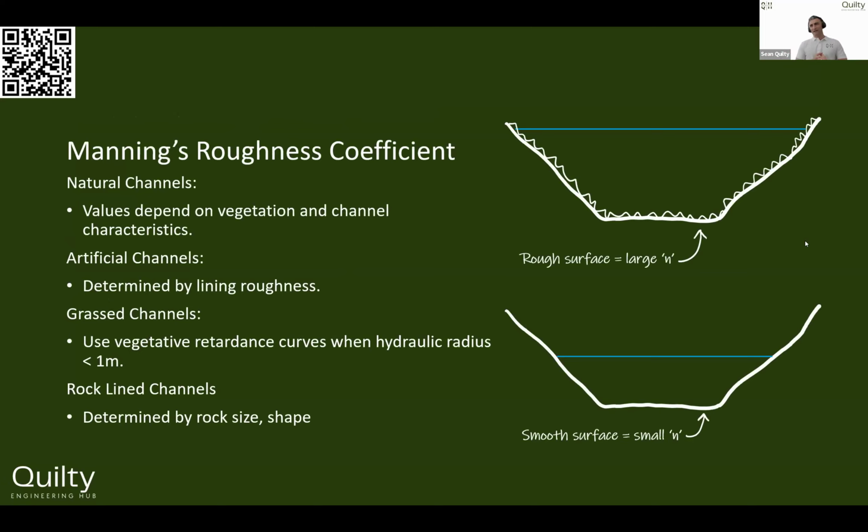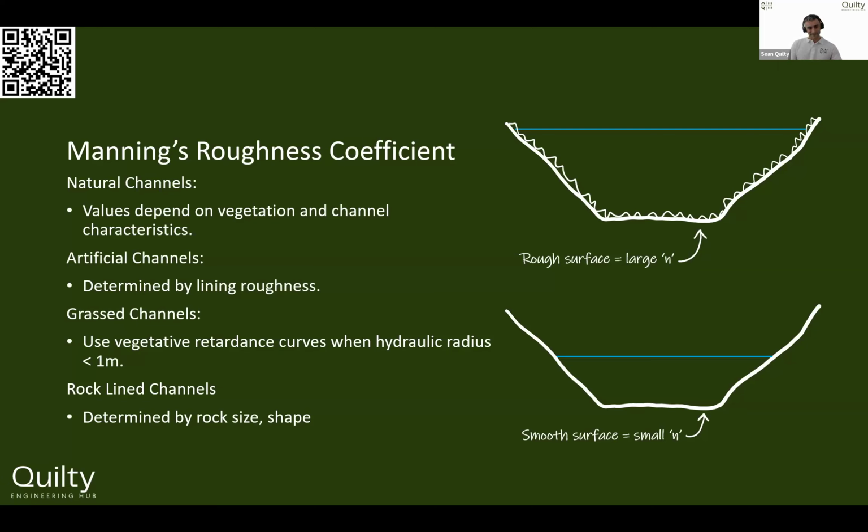And now we are going to use Manning's equation, but with that comes this Manning's roughness coefficient, or a lowercase n is what you'll see. So the Manning's roughness coefficient is essentially telling us how rough the surface is in our channel. So if you had a rough surface, you're going to have a large n value. A smooth surface will have a small n value.